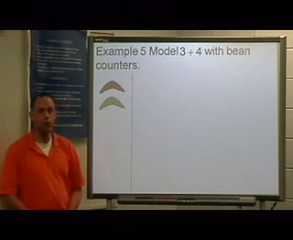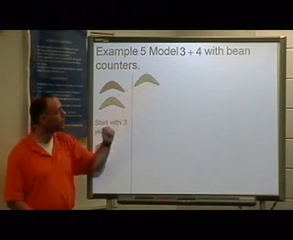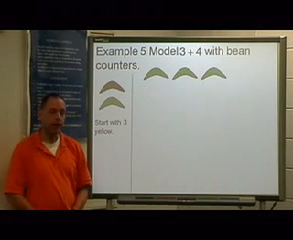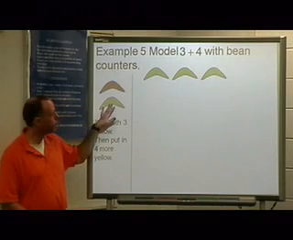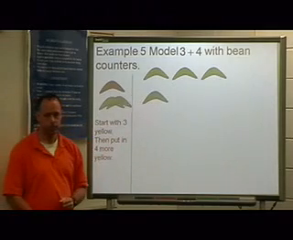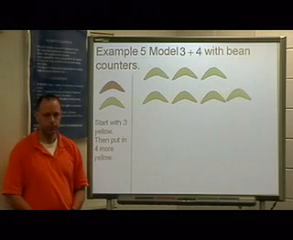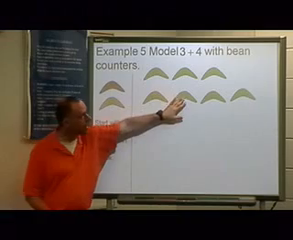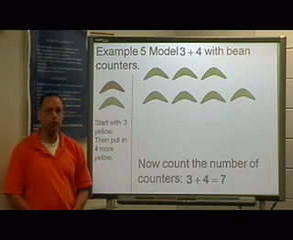Now let's do 3 plus 4 using the bean counters. Again, since 3 is positive, I'm going to start by sliding 3 yellow bean counters into my workspace. And since I'm adding positive 4, I need to put 4 more yellow bean counters into my workspace. To find out what 3 plus 4 is, all I need to do is count the number of bean counters in my workspace. So 3 plus 4 equals 7.